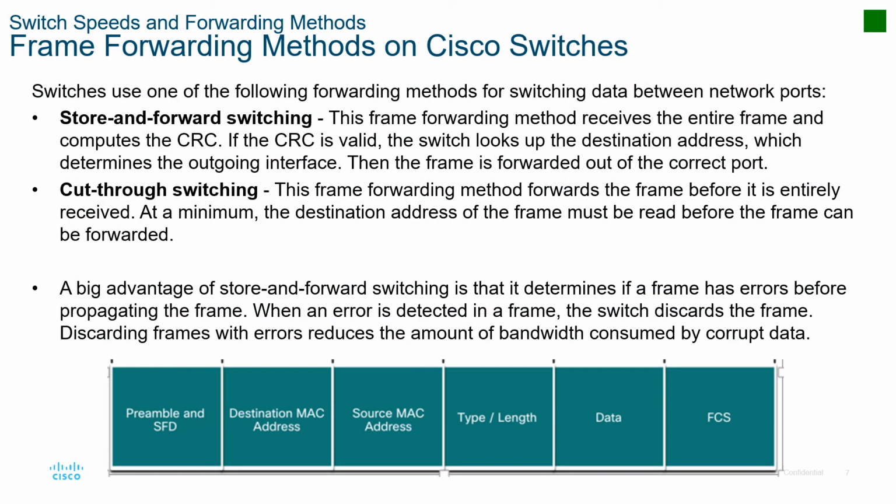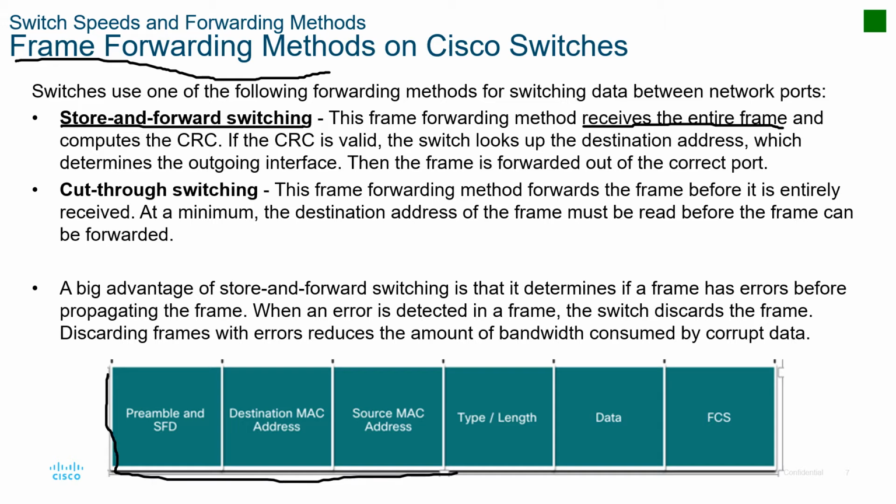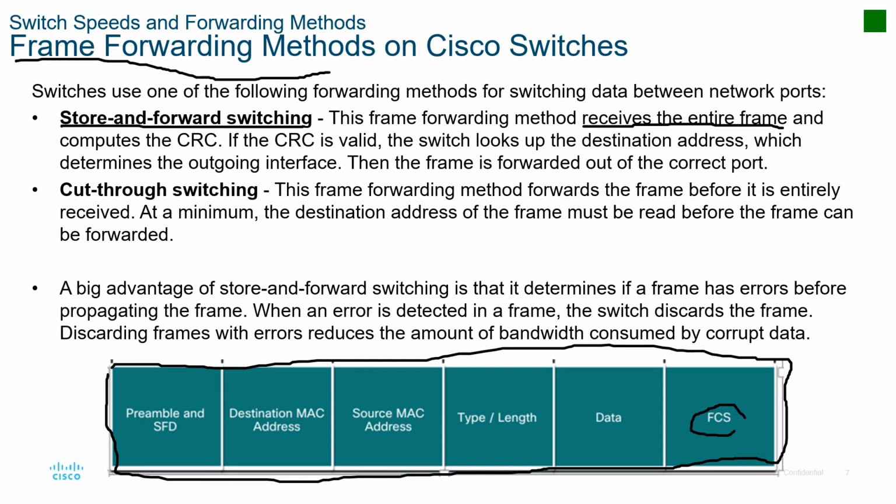And we have this frame forwarding method. This is the manner of a switch to process the frame. So we have this store and forward. In store and forward, what the switch will do is receive and process the entire frame. So the switch will read all of the content from the preamble, the MAC, the type, length, data, to the FCS. Okay? The good thing with store and forward is that there's error checking. Error checking is on the last part. The problem with store and forward is it has high latency, delay.